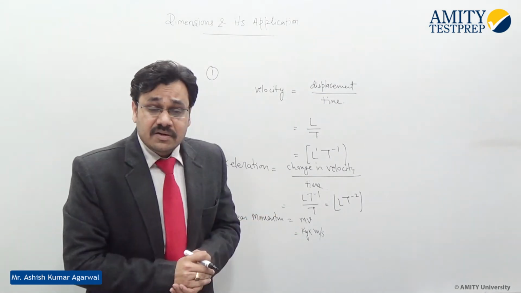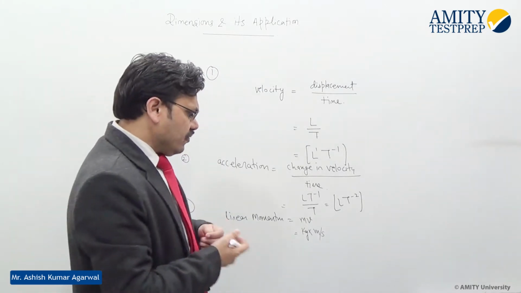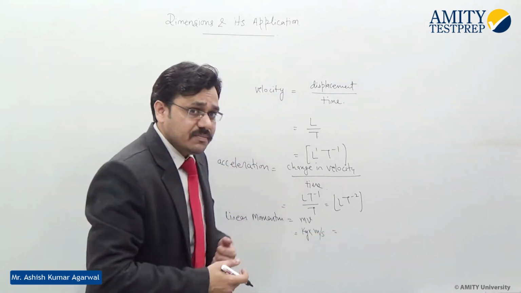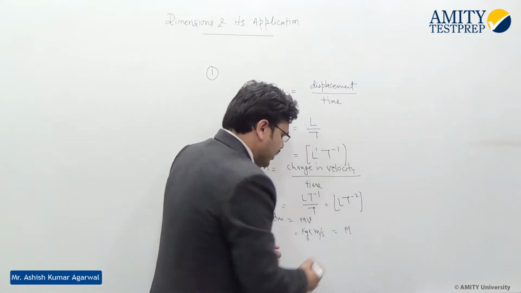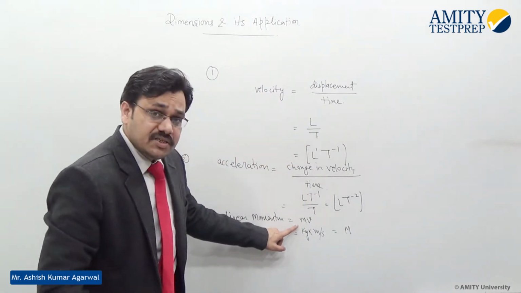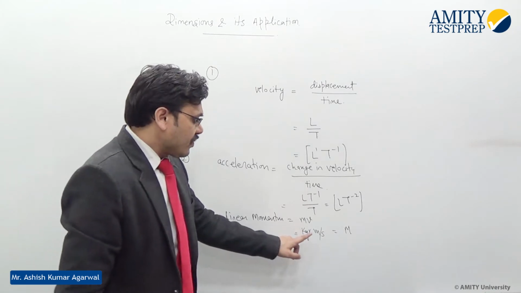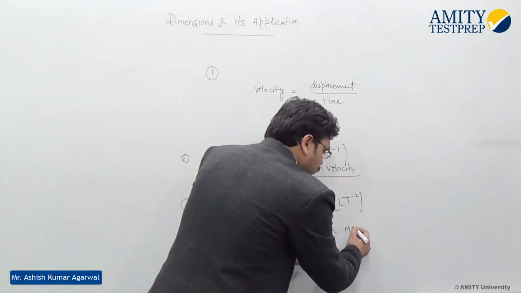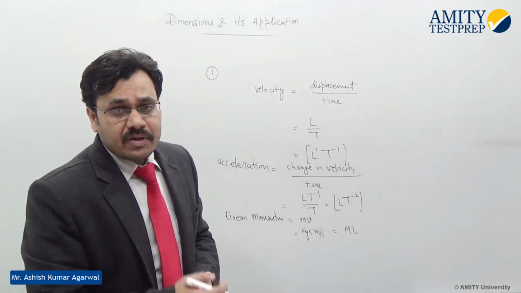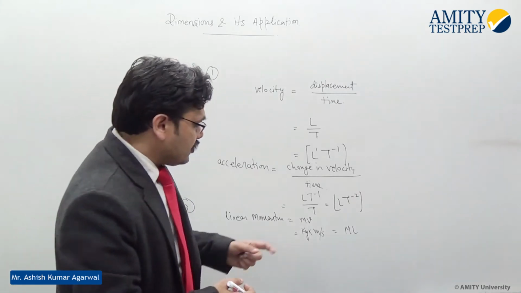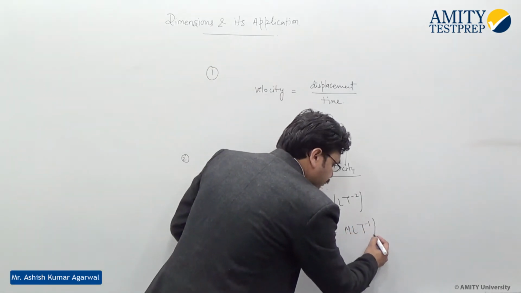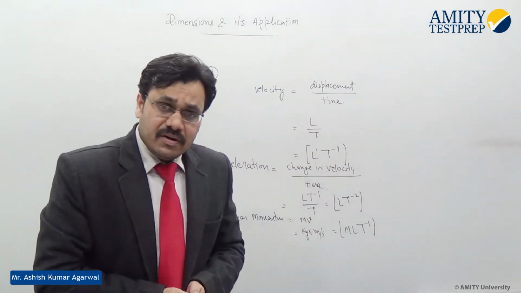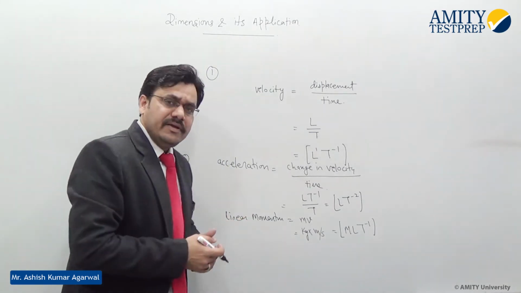But if it is asked to write its dimension formula, how will you write it? As we have discussed earlier, for kg you use the symbol M, with power 1. For meter per second, the meter represents length, so you write L per second. Because it is in the denominator, you write T to the power minus 1. So M^1 L^1 T^-1 gives you the dimension formula for linear momentum.